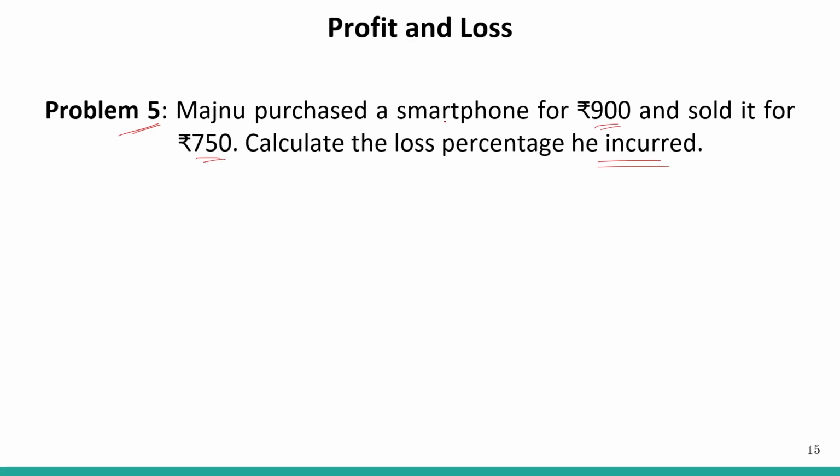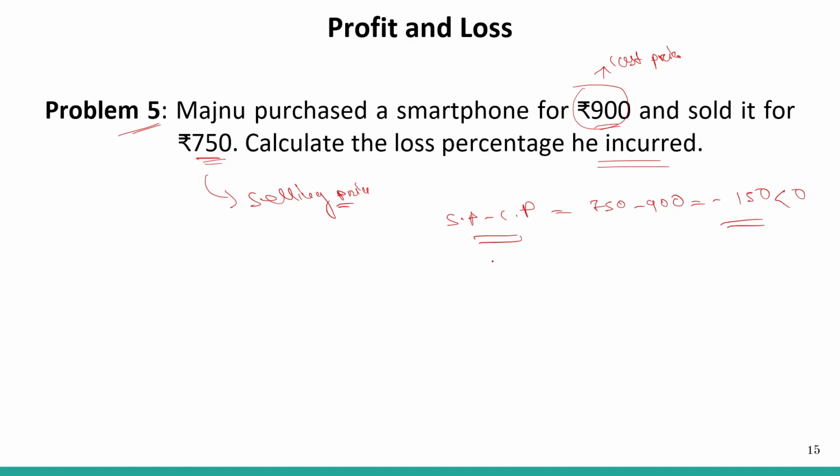So Majnu purchased a smartphone for 900 rupees and sold it for 750, right? So calculate the loss percentage. So let's see whether it is actually a loss or not. This is the cost price, right? And this is the selling price. So how to know whether it is a loss or profit? Selling price SP minus CP, that is the cost price. So selling price is 750 minus CP, that is 900. So this comes out to be minus 150, right? That is less than 0. So since this is less than 0, this implies loss.